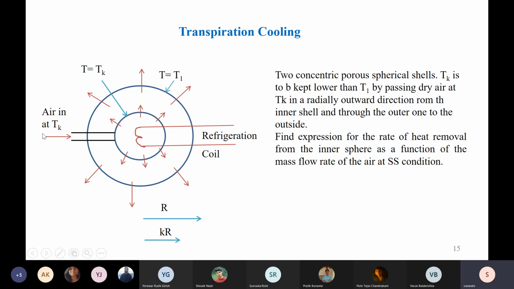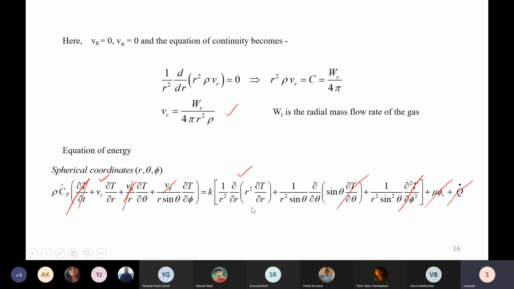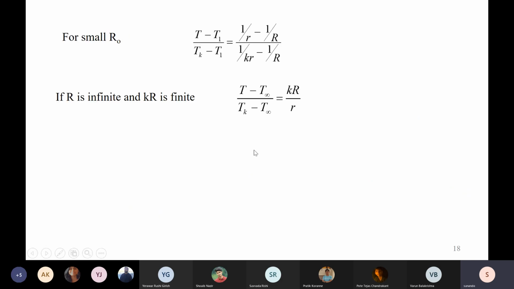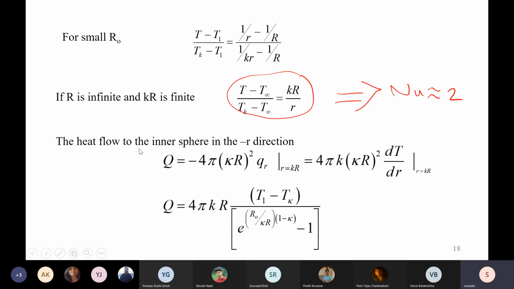So when you reduce the value of airflow significantly, make it very small, and make the radius very large, then it's the same problem. So you get a Nusselt number equal to 2 for a situation like this. This, with what we have done, would tell us that Nusselt number is going to be equal to 2. But that is not our concern at this moment. So we need to find out what is the heat flow to the inner sphere in the minus r direction.